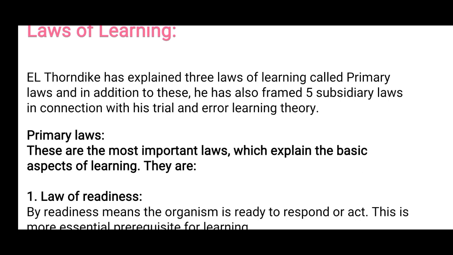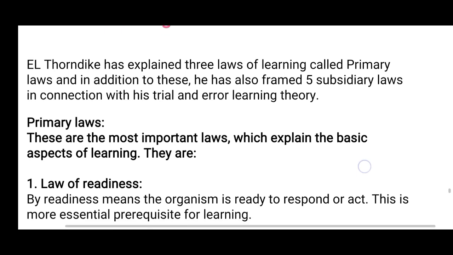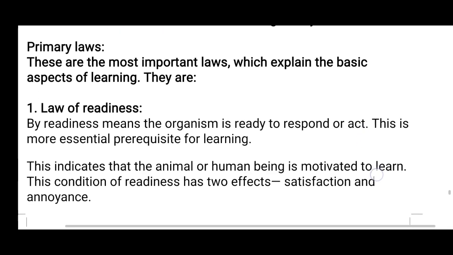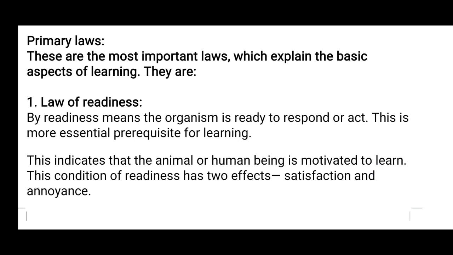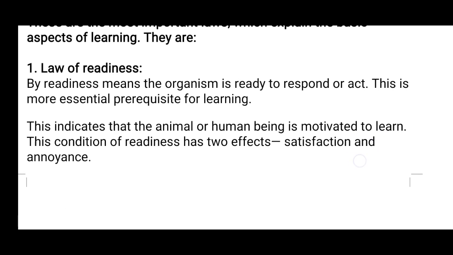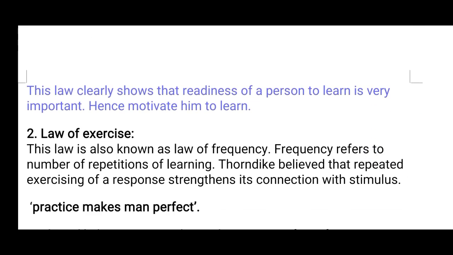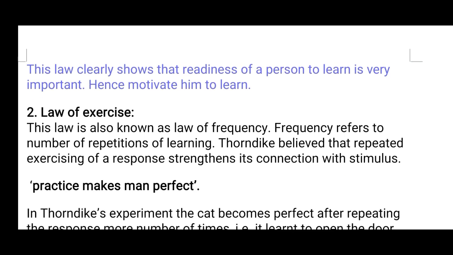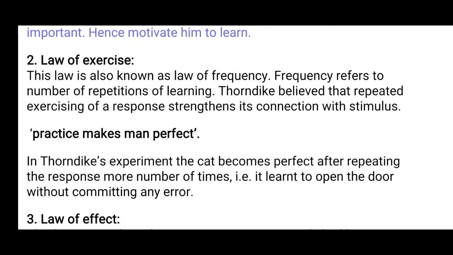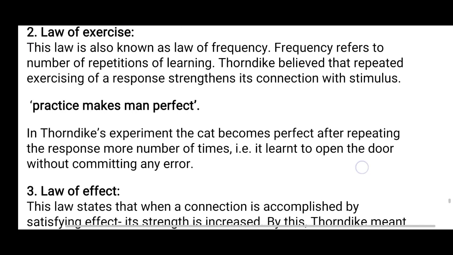Primary laws are the basic important laws which explain the basic aspects of learning. First of all, the law of readiness. If a person is ready to learn, he will definitely learn the things very well. And the second law, the law of exercise. As more and more exercise is done in the learning process, more and more positive results will be there. So practice makes a man perfect is very correct in this method. A person studying very hard and practicing very hard will learn the things very actively.